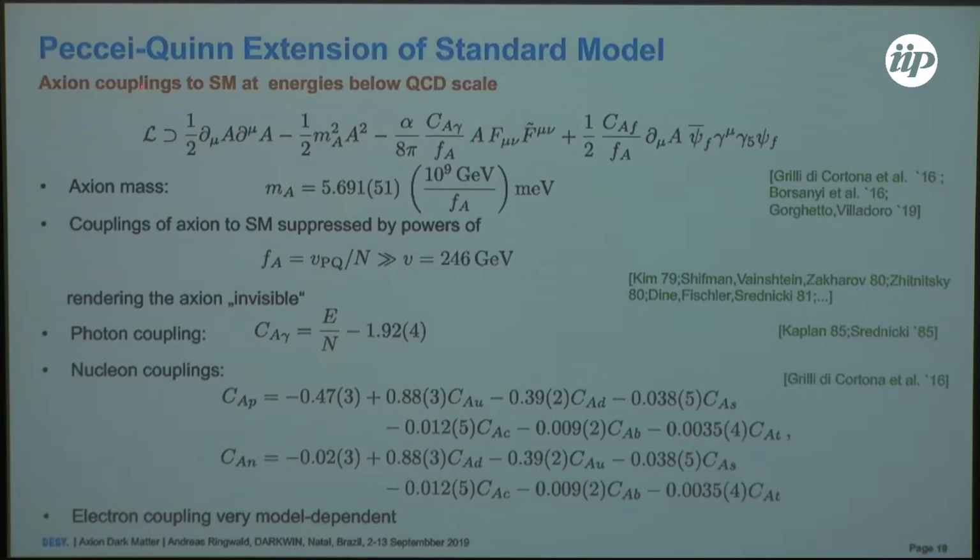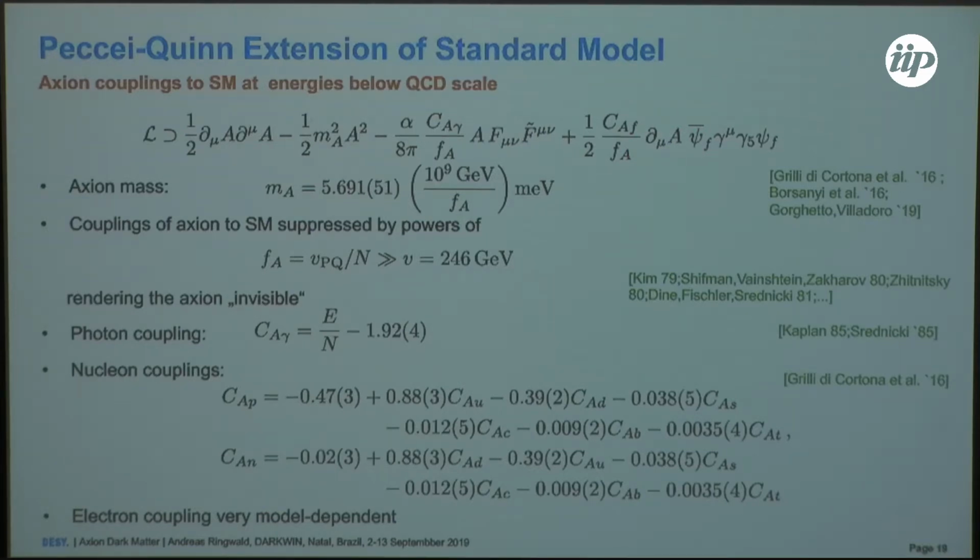Moreover, the couplings to the standard model at energies below the QCD scale, you can infer now by integrating out the gluons, and then you get this cosine type interaction potential, which you can expand in powers of the field. The leading power is of course the quadratic, and this is just the mass term, and the mass we have already derived goes like 1 over f_a. Then in general, you will also have F F-dual interactions with photons, with a certain coefficient C_A, but the interaction will be suppressed by 1 over f_a, and in general you will also have such interactions with the chiral densities, which are derivative interactions with the fermions in the standard model.